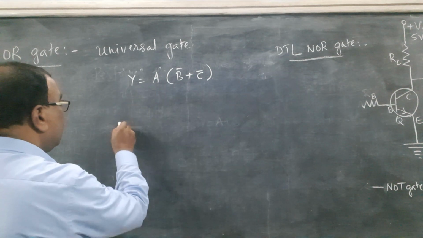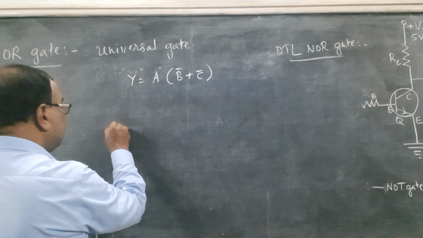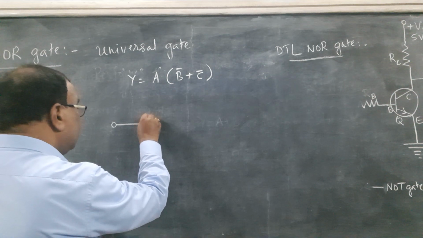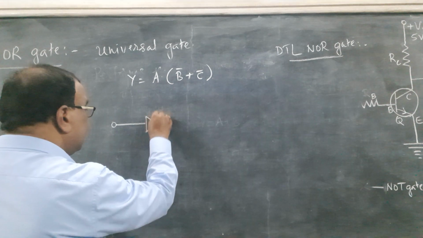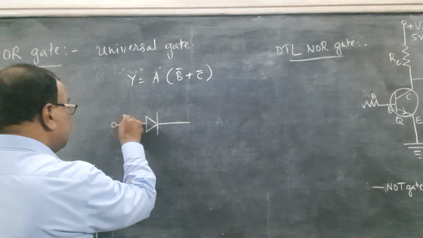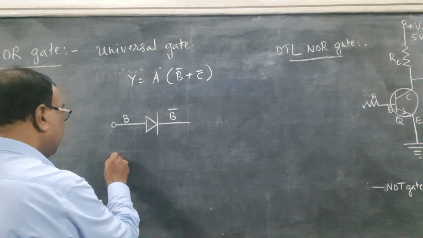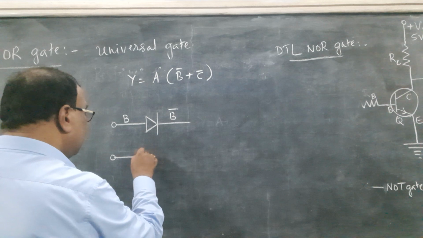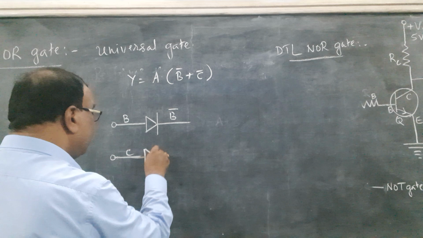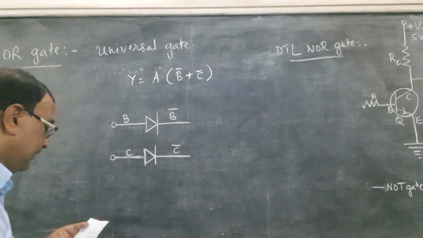Since B is the input, to get B bar, the input has to be passed through a NOT gate, right? It is like this. It is passed through an inverter. If B is the input, the output is B bar. Similarly, if C is the input, C bar is the output coming from the inverter, right?